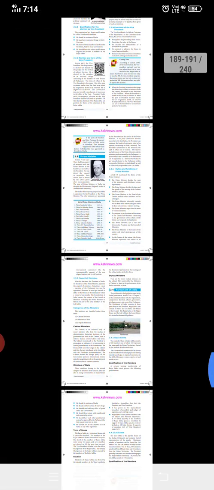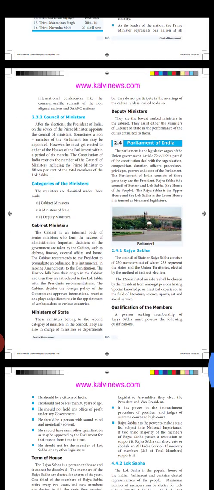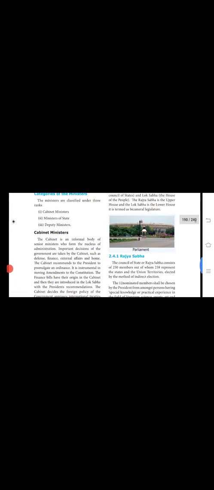First we will see what Rajya Sabha is and what its functions are. The Council of States, Rajya Sabha, consists of 250 members, out of whom 238 represent the states and union territories, and they are elected by indirect election. Among the 250 members, 238 are from the states and union territories, selected by indirect elections, not by a direct voting method.